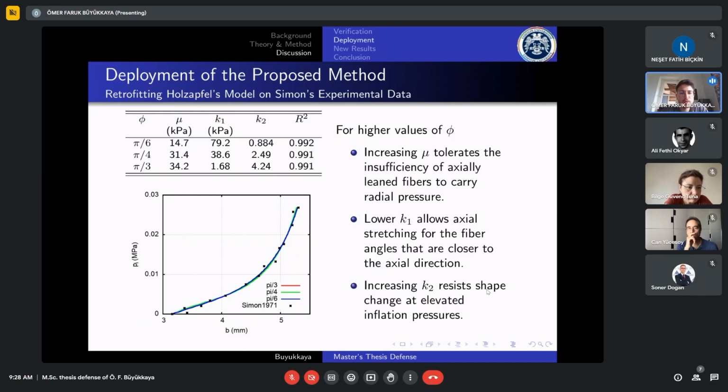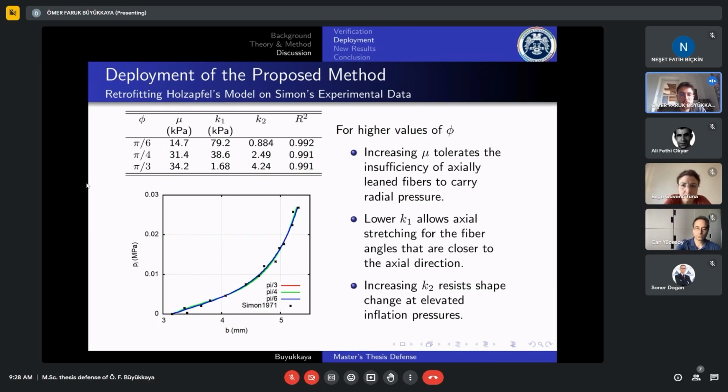Next, we use the Holzapfel-Gasser model along with the Neo-Hookean as a matrix material. We fitted this material model again to Simon's experimental data. Alpha is taken as 0.25, having half fiber and half matrix phase within the material.